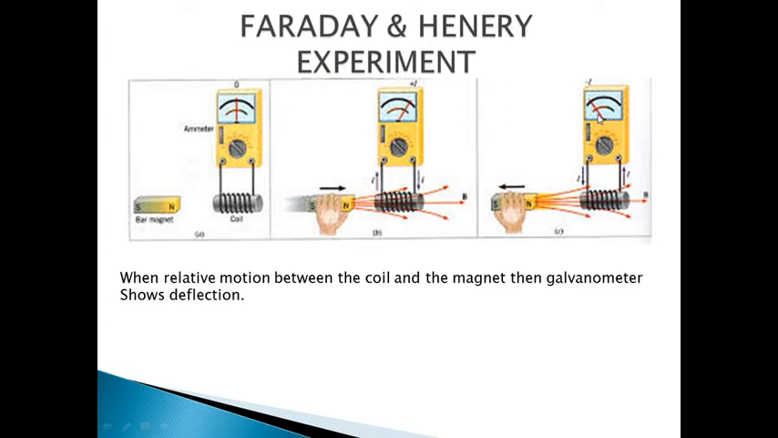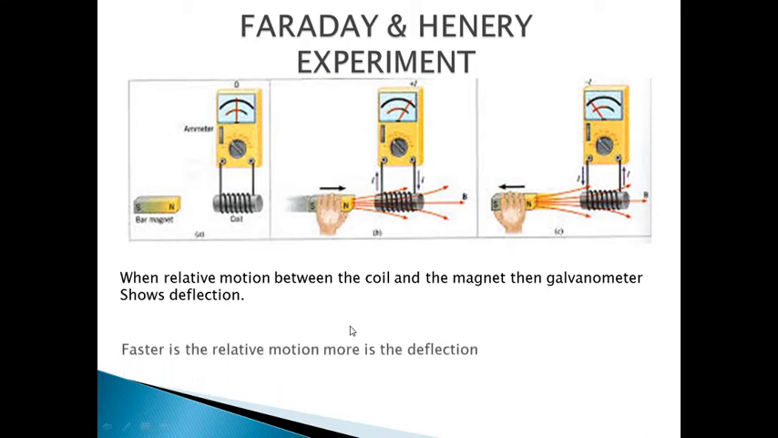Then he kept the bar magnet at rest and moved the coil, and he observed that till the time you are moving the coil, there will be deflection in the galvanometer, and the moment you stop the coil, the deflection will become 0. So either way, whether the bar magnet moves or the coil moves, whenever there is motion, there was a deflection in the galvanometer. That means current was induced. When there is relative motion between the coil and the magnet, the galvanometer shows deflection.